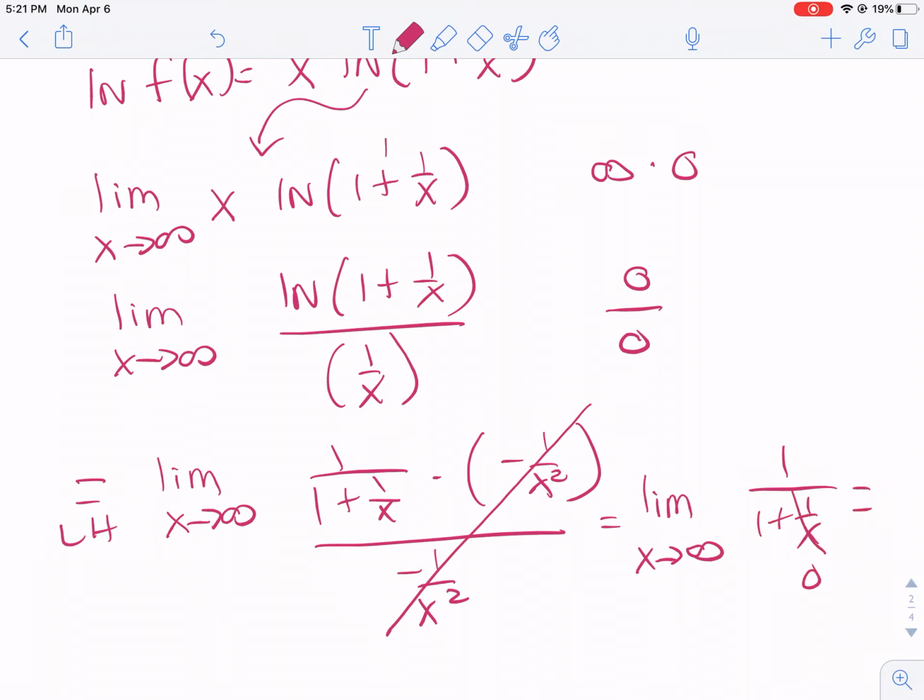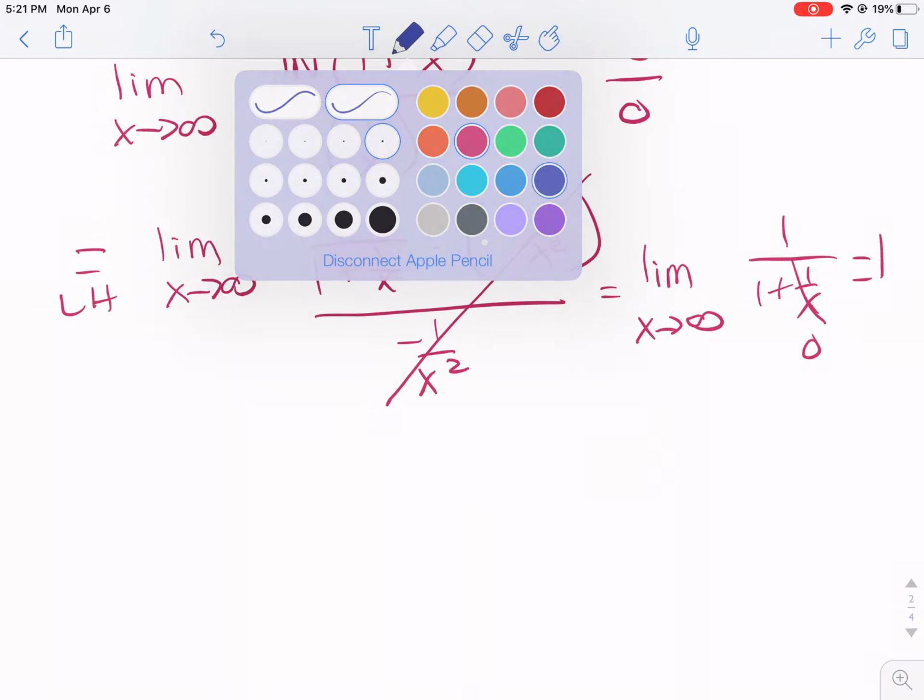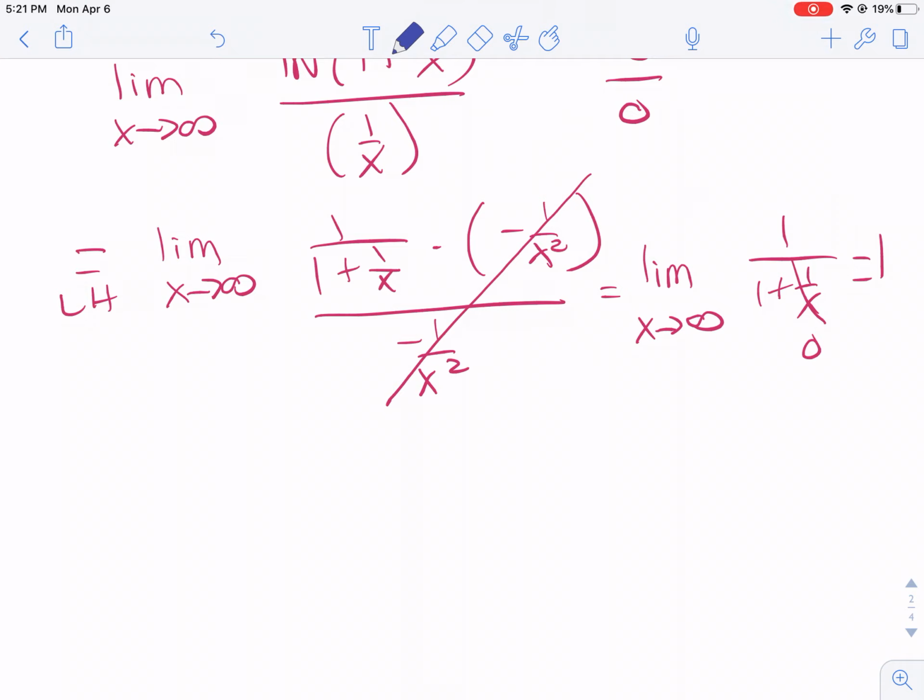This would go to 0. This is 1. Now, the key is that is not your answer. That was the limit of the natural log of f of x. We want the limit as x goes to infinity of just f of x. This is required at the end of these problems.